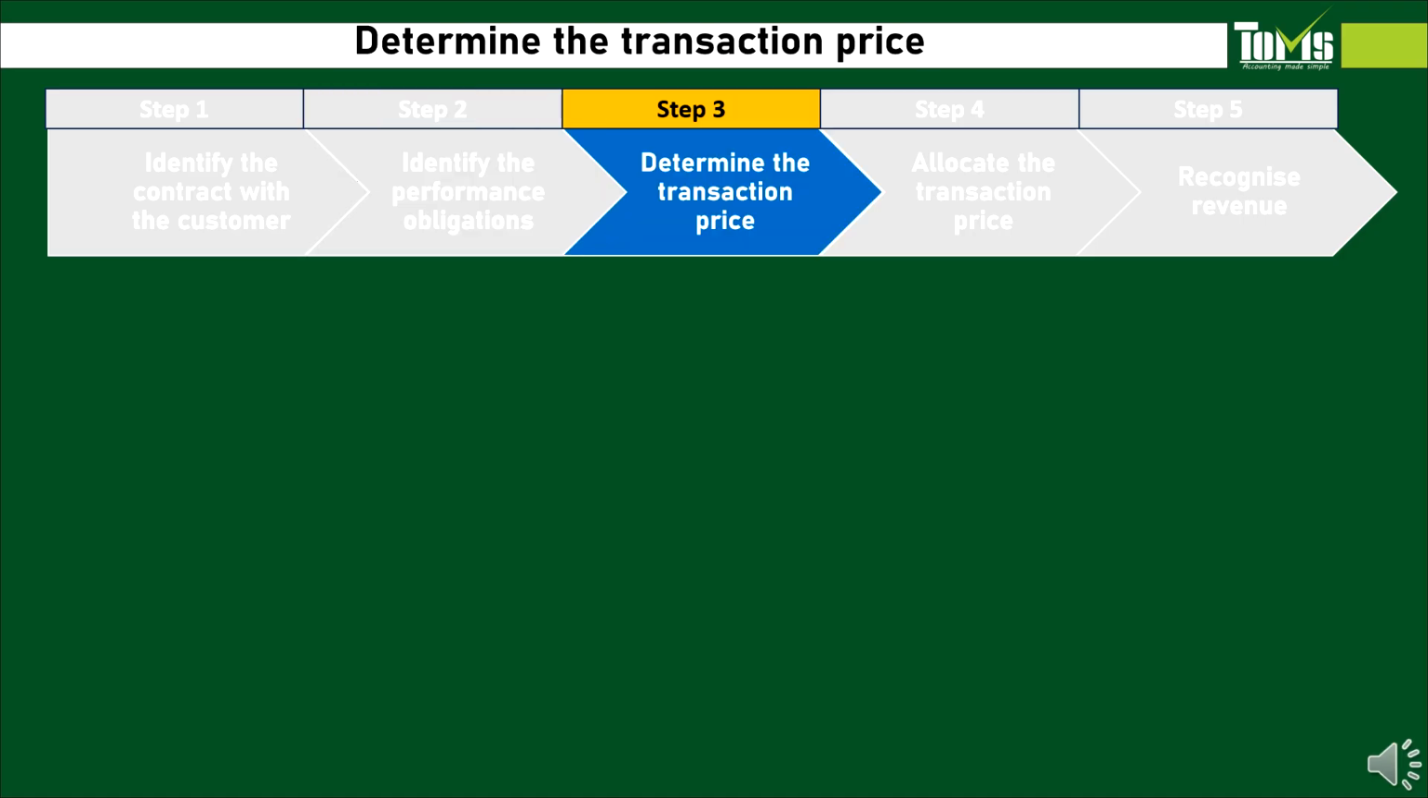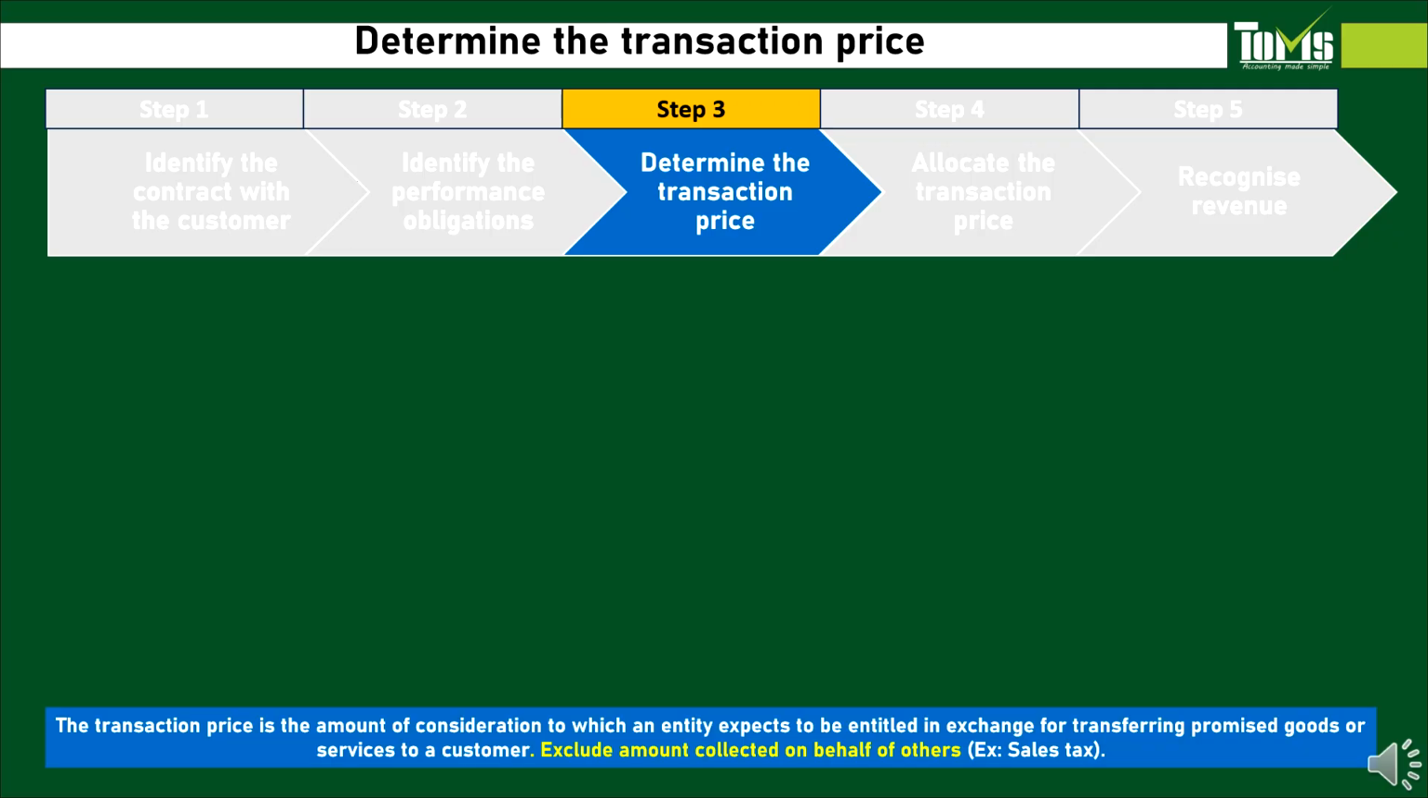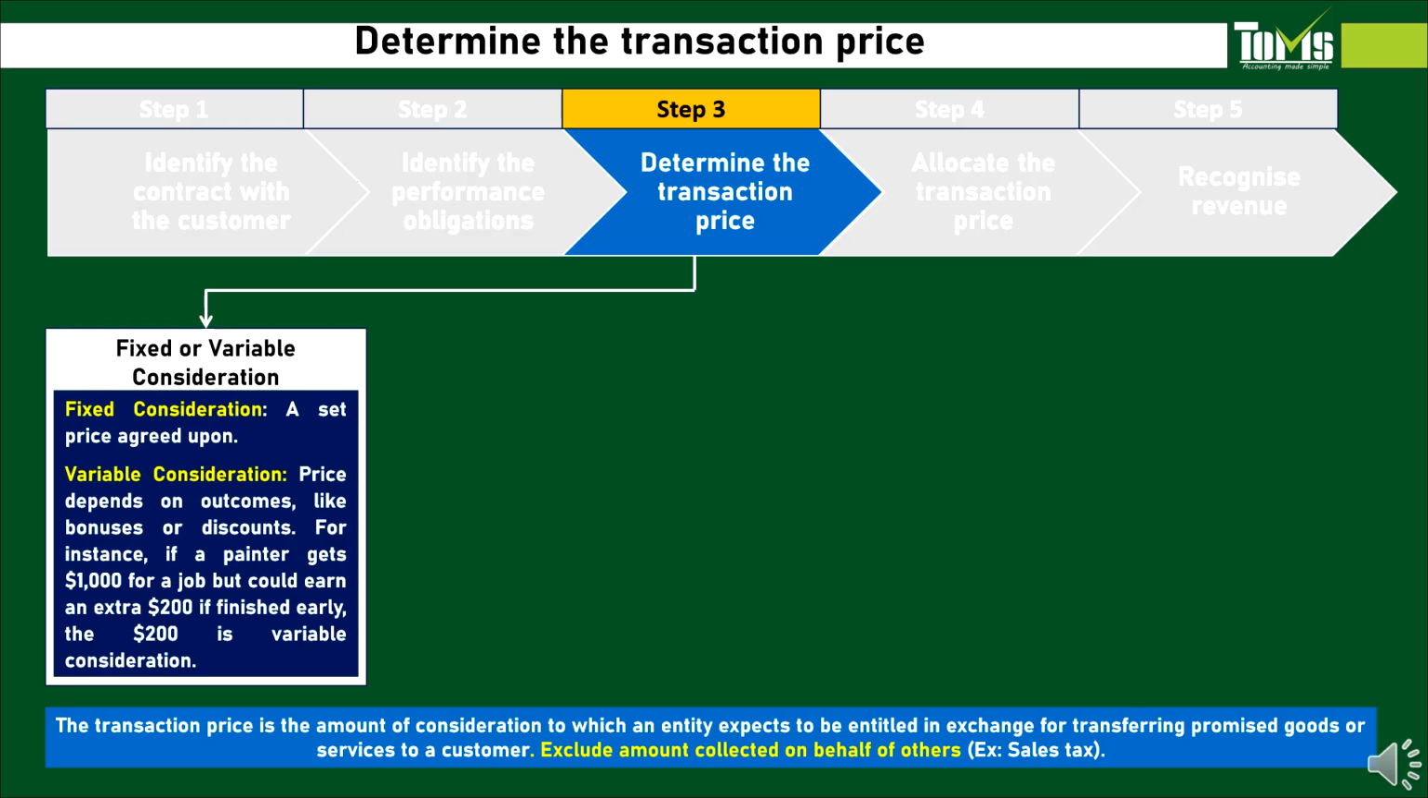Step 3. Determining the transaction price. The transaction price is the total amount a company expects to receive in exchange for its goods or services. Some key factors to consider. Fixed versus variable consideration. A fixed price is set, while a variable price depends on bonuses, discounts, or penalties.